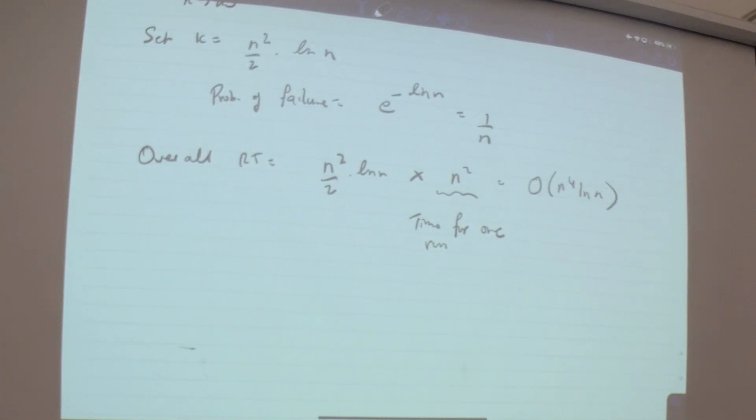So I haven't really made as much progress as I promised you. I didn't give you this nice fast procedure. It's actually a fairly slow procedure. It's simple, but it's slow.